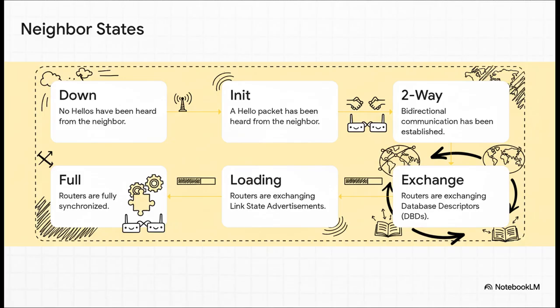Okay, so once they agree on all the terms, their relationship grows through these very specific stages. It starts at down, which means no contact at all. Then it moves to init once a router hears another's hello. The really big milestone, though, is two-way. That's where they both confirm, yep, I can hear you and you can hear me. After that, they start swapping their map data until finally they reach full adjacency. That means their maps are perfectly in sync.